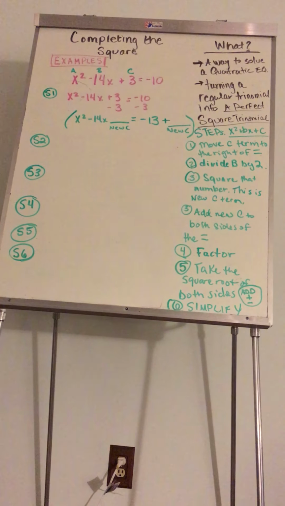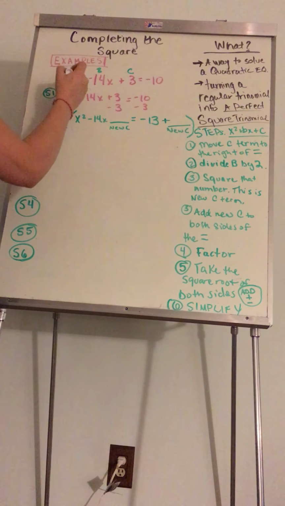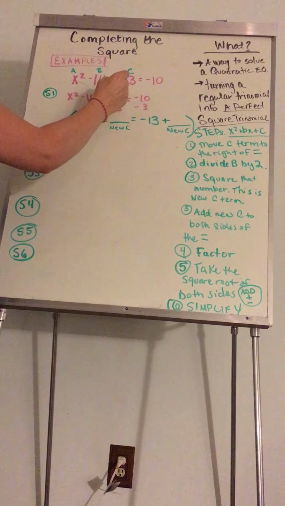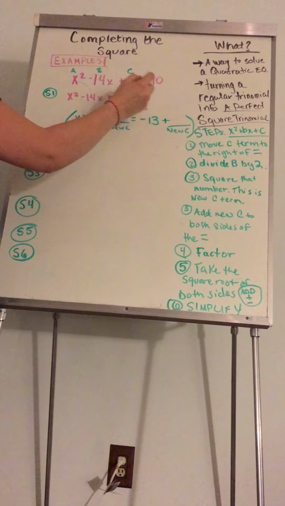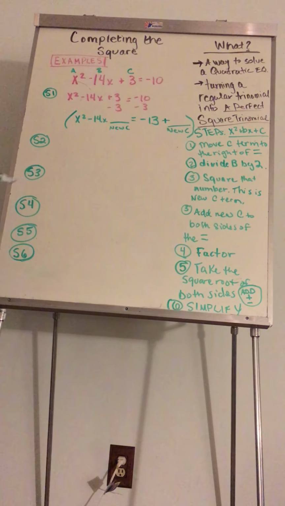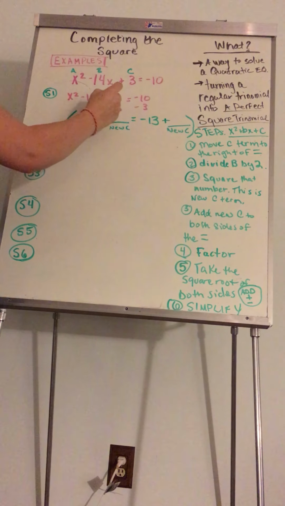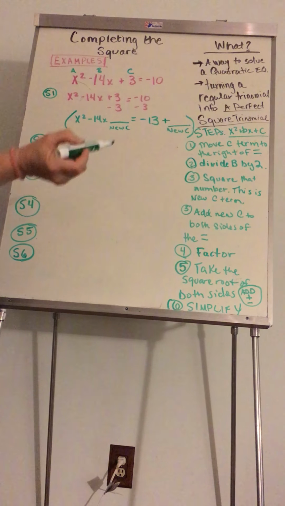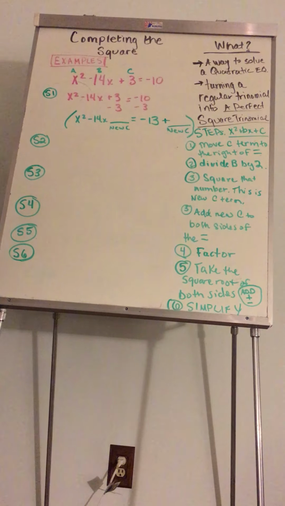Okay, so the steps are, it has to be in the form x squared plus bx plus c. The first thing you're going to do is move your c term over to the right side of the equal sign. If you notice, we have x squared minus 14x plus 3 equals negative 10. My current c term is positive 3. The first thing I'm going to do then is move it over to make way for the new c term that I'm going to create.